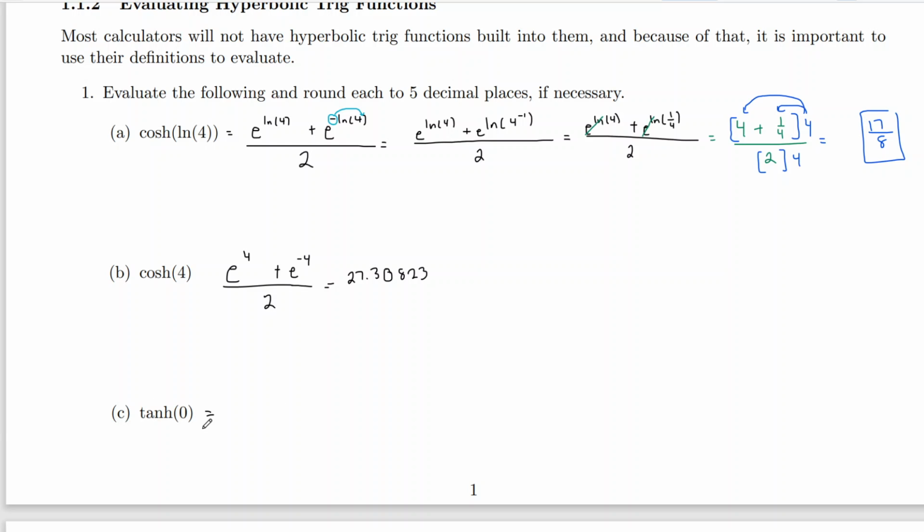All right, hyperbolic tangent, evaluate at 0. Well, we want, by its definition, hyperbolic sine of 0 over hyperbolic cosine of 0. Oops, I was about to write x. We want 0 there.